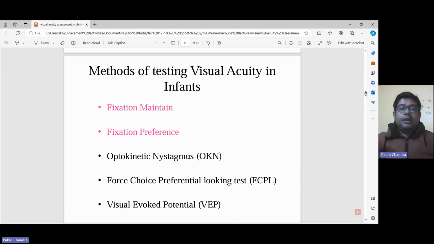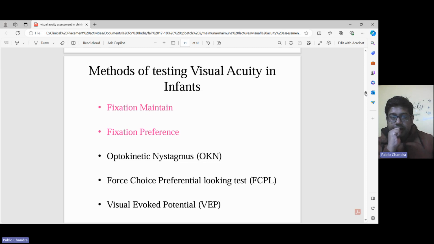After that, method of testing visual acuity in infants. In infants, we check whether fixation and following are there. Suppose we are putting a light like this and moving the light here and there, and you have to check whether the child's eye is moving or not. Once it is there, then we have to check whether the fixation is maintained, meaning when you are moving the light, the child is also looking at the light continuously.